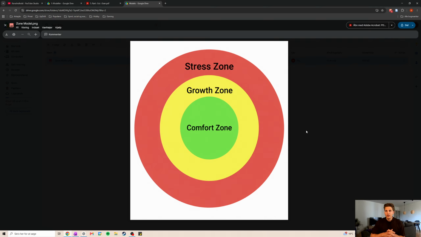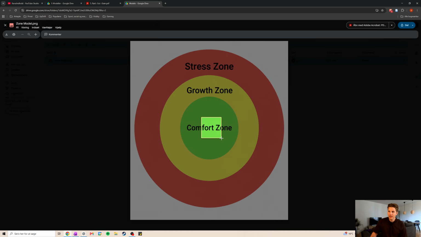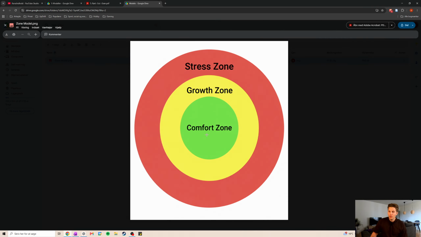But we want to be in the comfort zone sometimes, because the comfort zone is also where we recharge, and this is where we regain energy. But we don't want to be in the comfort zone too much. If we stay in the comfort zone too much, just lying in the very center of it, the comfort zone over time can shrink. And this is something that's very important to know about this model, that the zones can change over time. And the zones change depending on what you do.